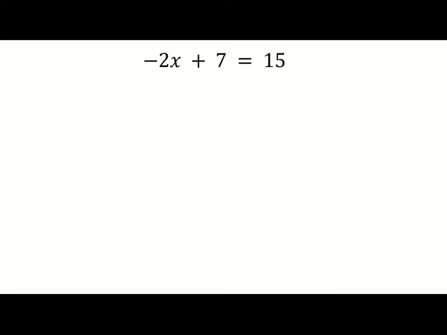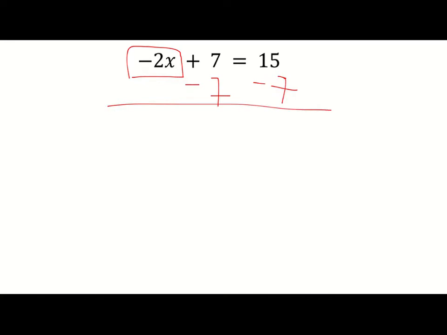Our second example is negative 2x plus 7 equals 15. For this two-step equation, we do not have any fractions. So our purpose is to isolate the x term. So first thing I want to do is get negative 2x by itself. Currently there is a 7 being added to the negative 2x. So I need to undo that operation by subtracting 7 on both sides.